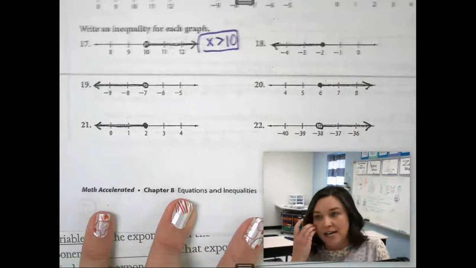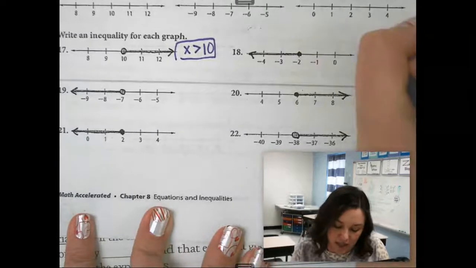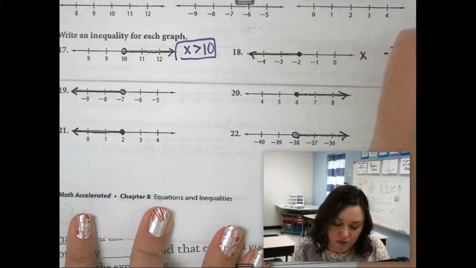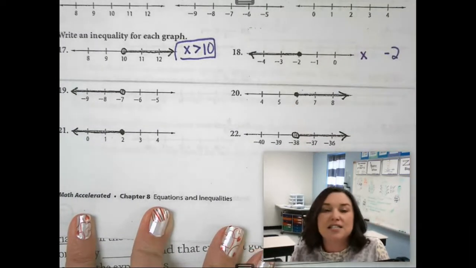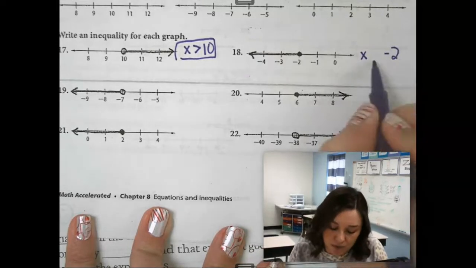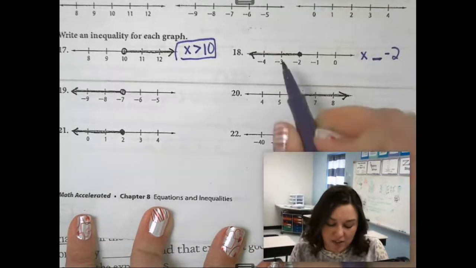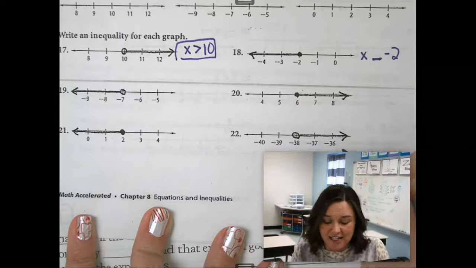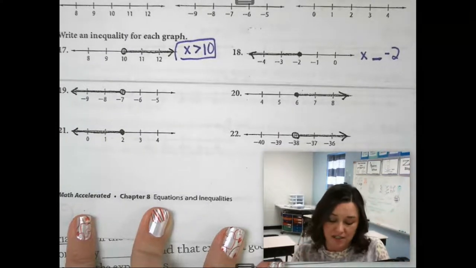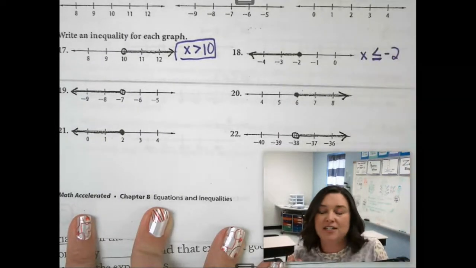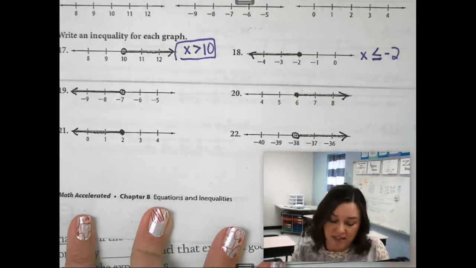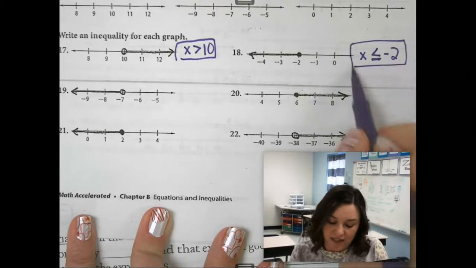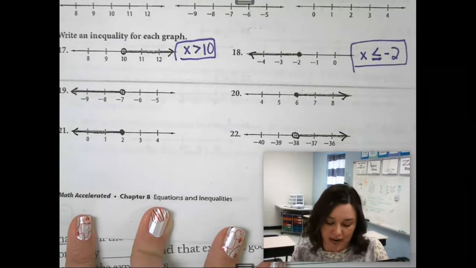If I look at number 18, again, I'm just going to choose X, and then I put -2 because that's where the dot is. Since it is a closed circle, I'm going to put a line. And these numbers are less than -2, which means -2 is the biggest thing, so I need to make sure the alligator is eating the -2. And that's it. We've got a line, and which direction do we turn the arrow?